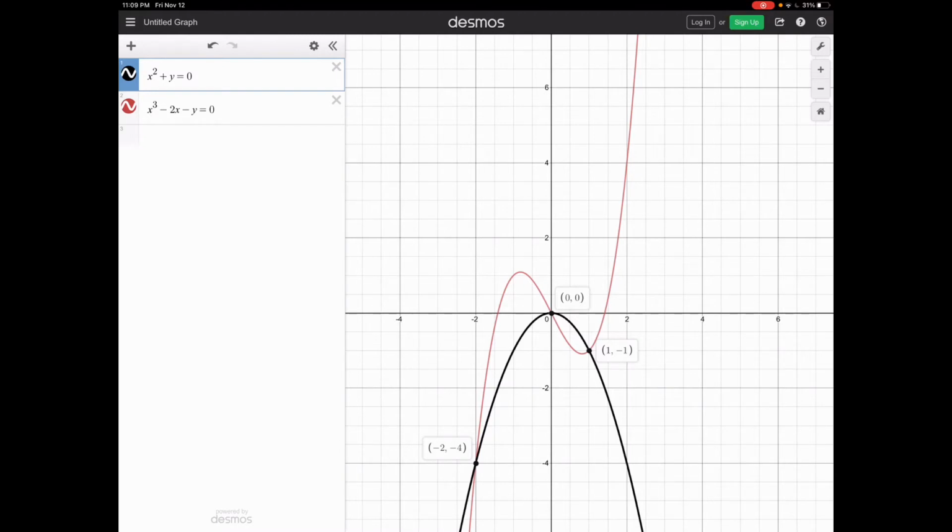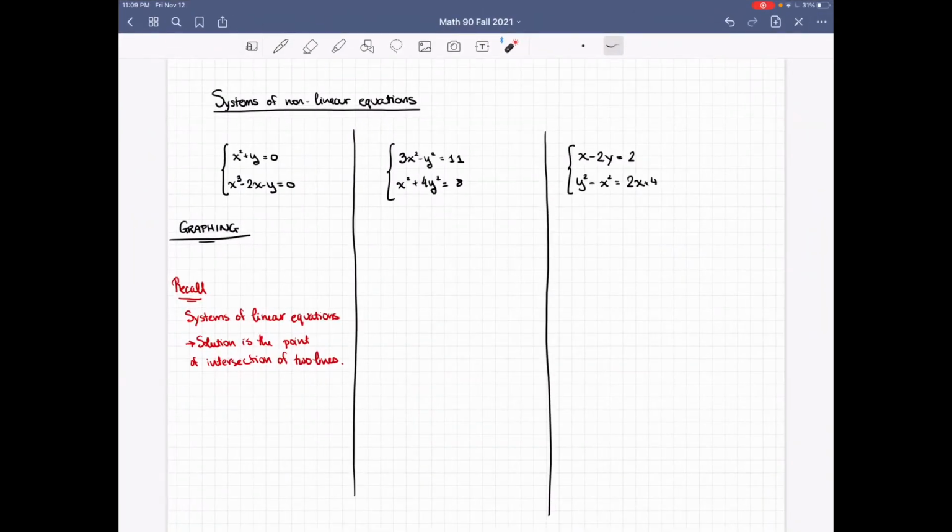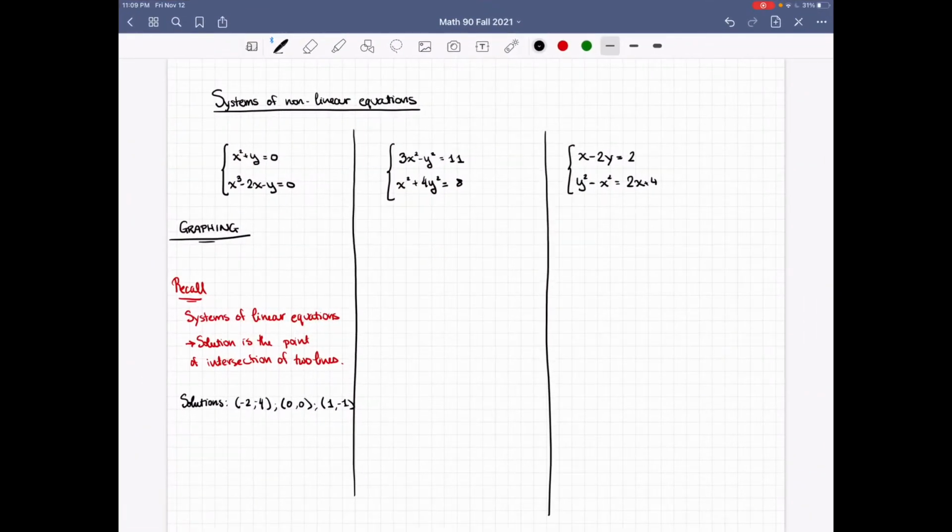So let's go ahead and write that down to kind of finish up this first example. So the solutions are -2, -4, 0, 0, and 1, -1. Let's double check to make sure that's correct. And yes, it is. What I am not going to do here, but that I encourage you to do on your own, is check that these three are all in fact solutions.